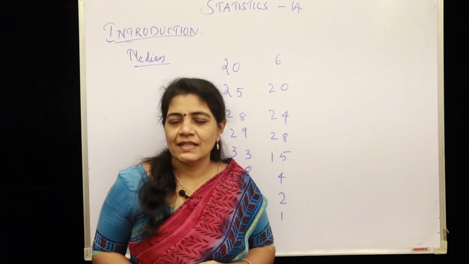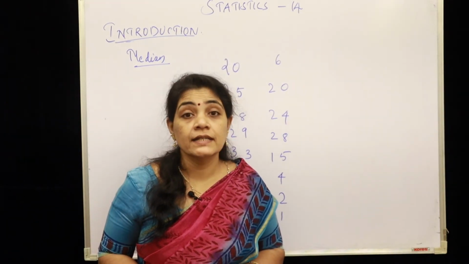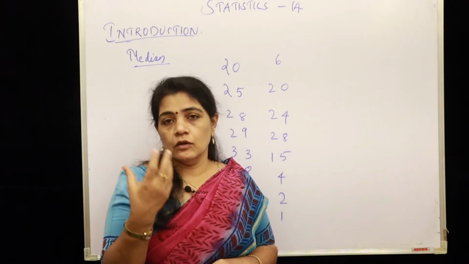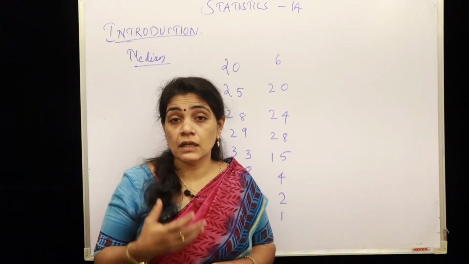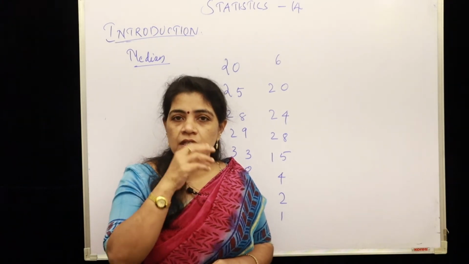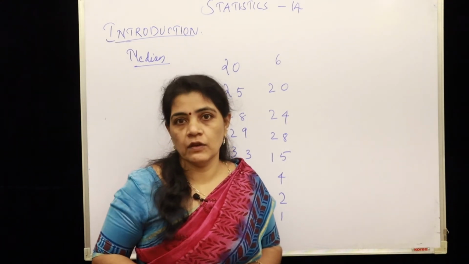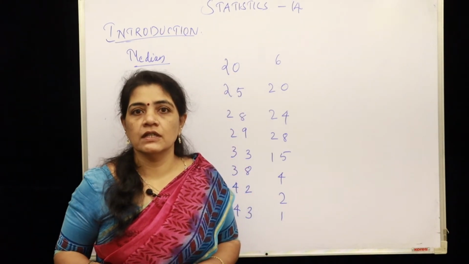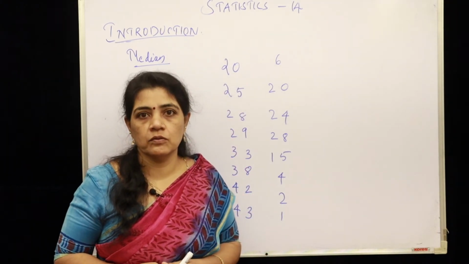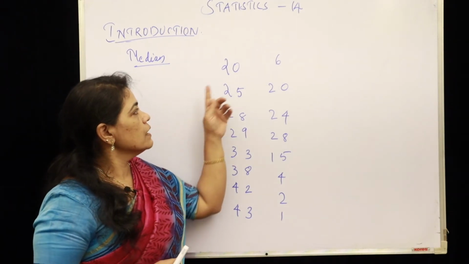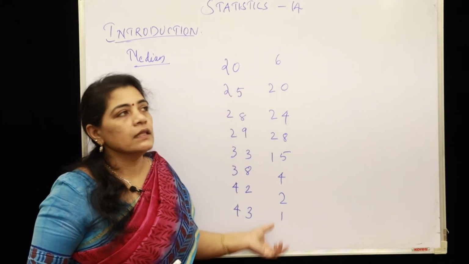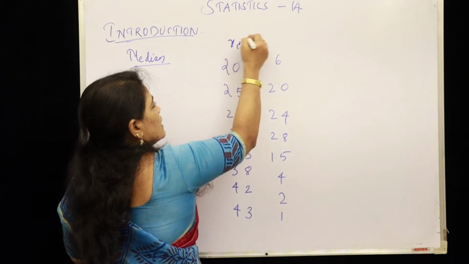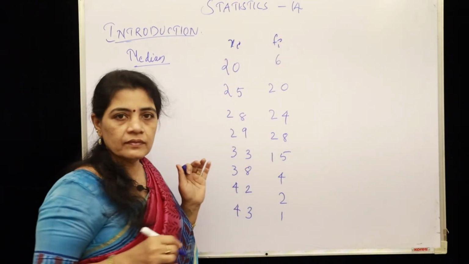Now we are going to discuss the median for a discrete frequency distribution table. That means the observations are not in class interval form, but each observation has its frequency. How do we calculate the median for such a discrete frequency distribution? Here comes the example: the xi values and their frequencies.